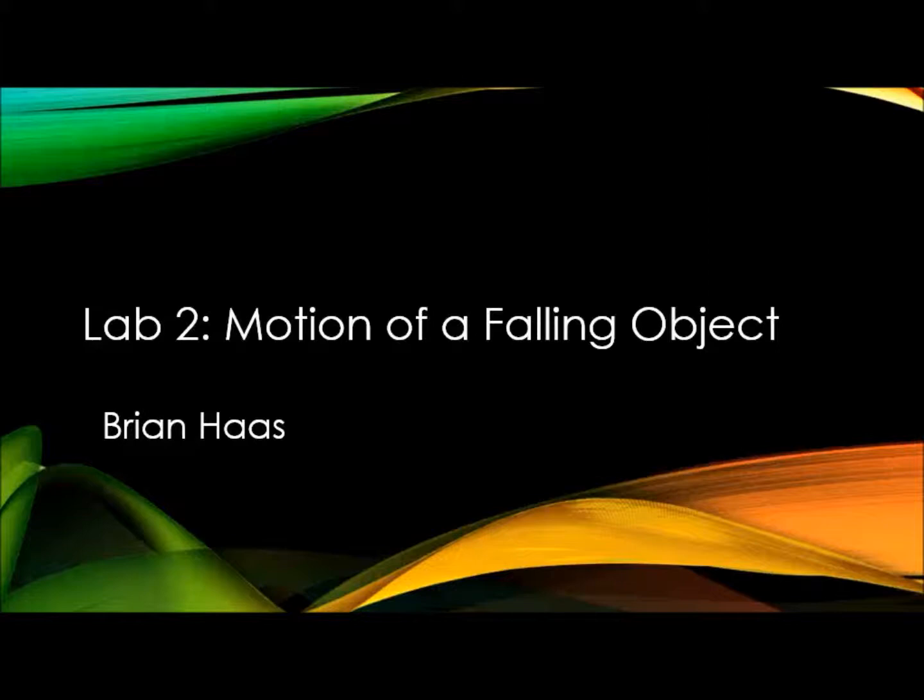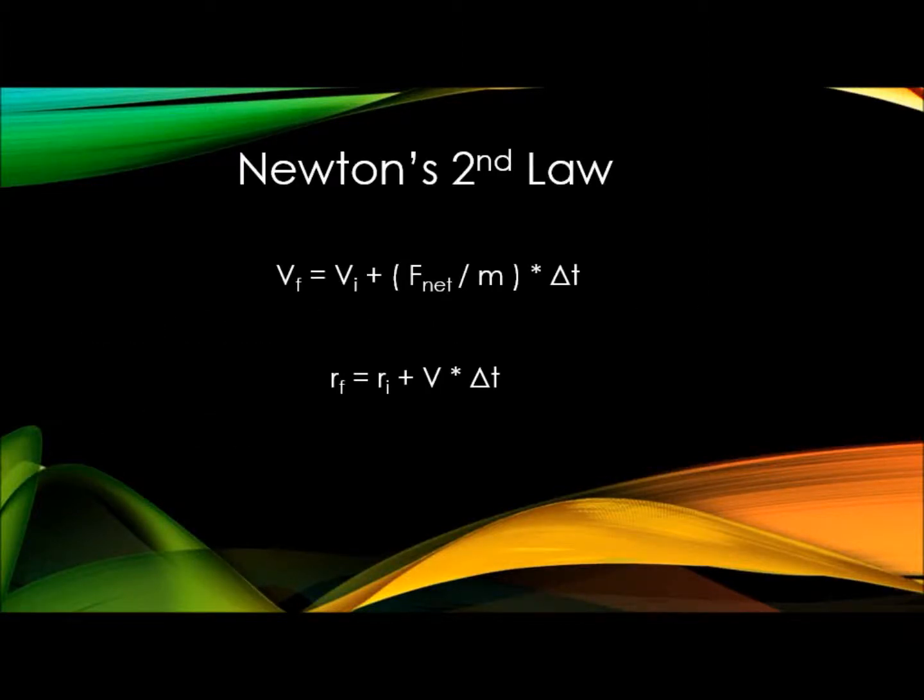The results of the experiment show that gravity is not the only force acting on the object. There is also a force due to drag or wind resistance. The motion of the object can be modeled using Newton's second law. We're going to use it in the same way as we did for the first lab, where final velocity equals initial velocity plus the net force divided by the mass times change in time.